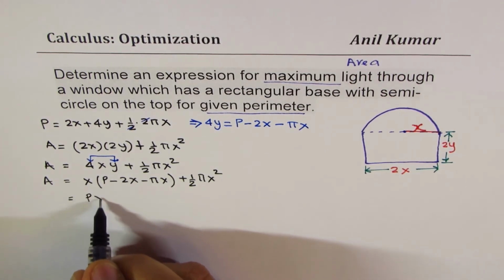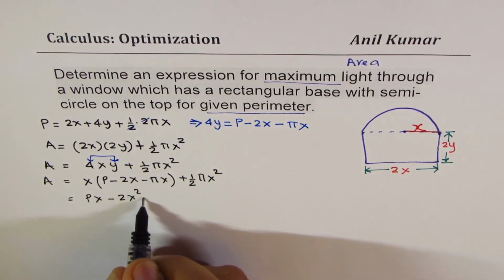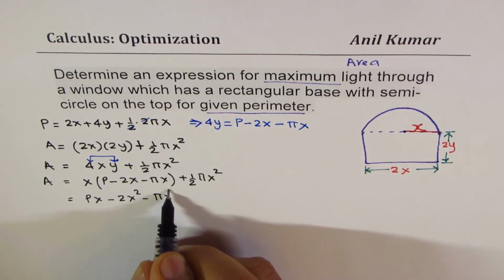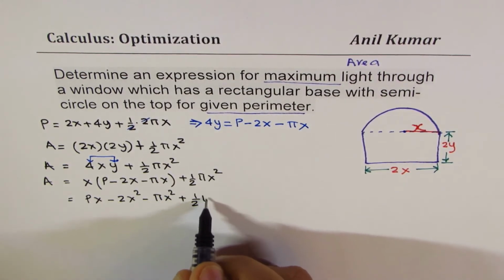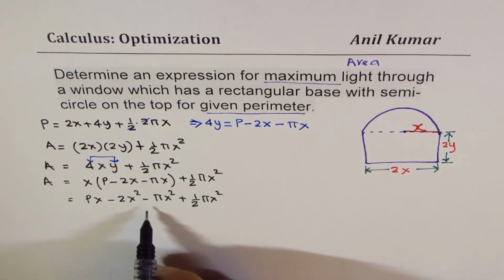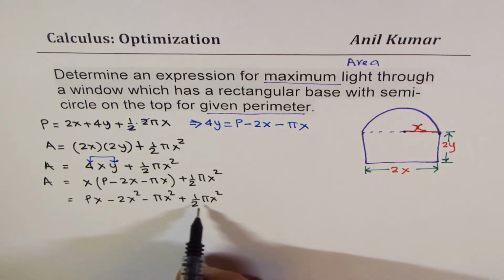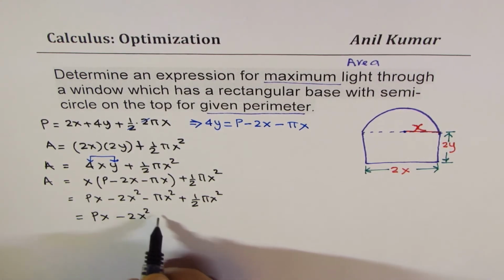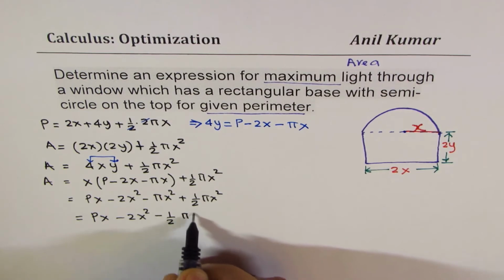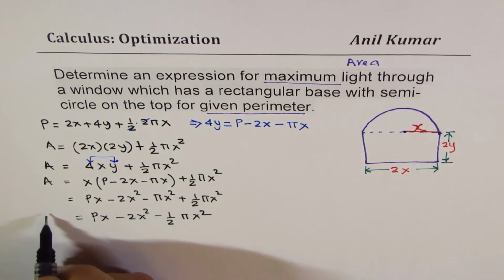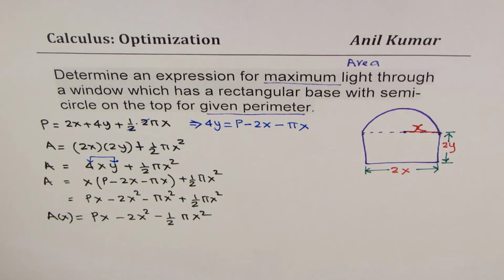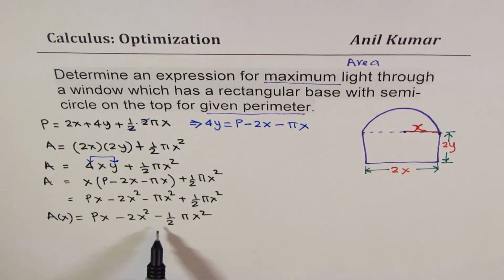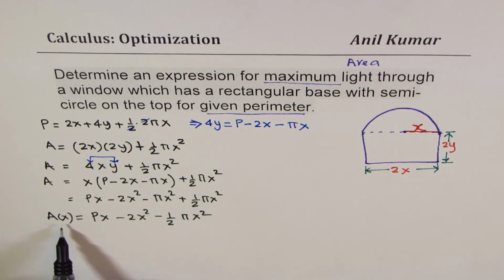Now let's expand this and simplify. So we have p times x minus 2x square minus pi x square plus half pi x square. Now minus pi x square and plus half, we could simplify this further and write this as px minus 2x square minus half pi x square, correct? So what we get here is area as a function of x, correct? So that is an expression which we can work with to maximize the area for the given perimeter.